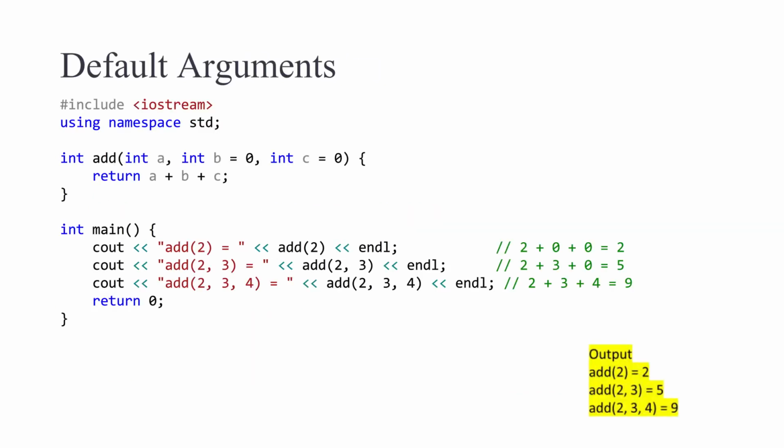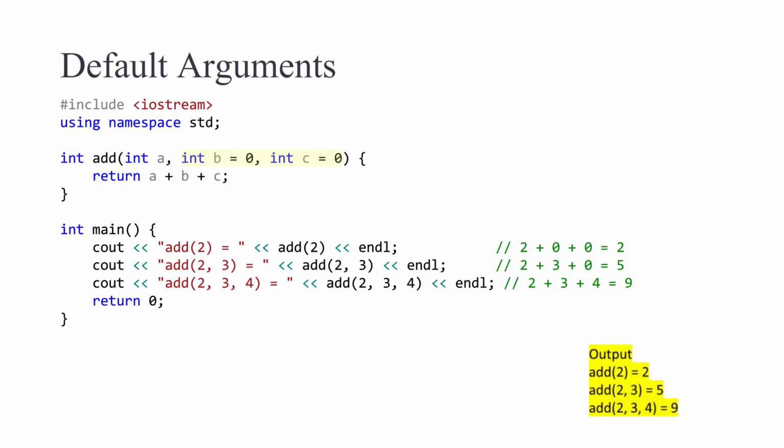In C++, you can provide default arguments for a function's parameters. If an argument is not provided during a function call, the default value is used instead. This can be useful when you want to create a function with optional parameters. Here's an example to illustrate the concept of default arguments.